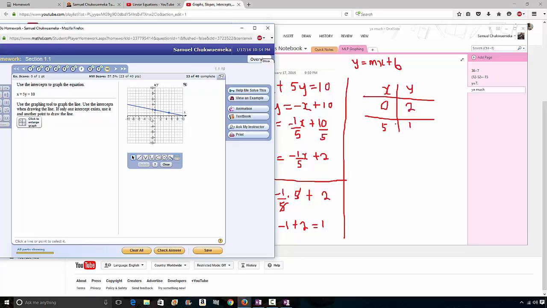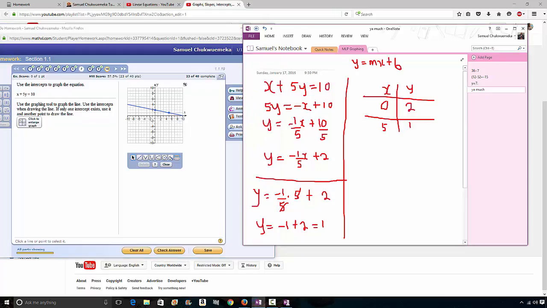But they want me to find when y is 0, what is x? So that is what they want to find. Okay, that's fine. Let's now do it. Remember, to find the x-intercept, set y to be 0 and solve for x. Then to find the y-intercept, set x to be 0 and solve for y.